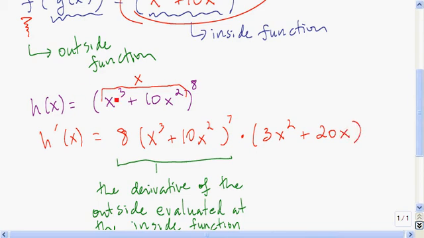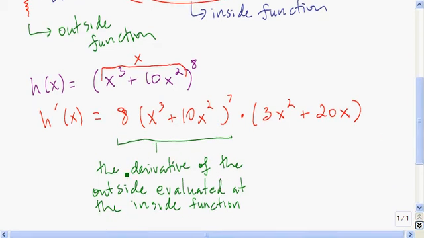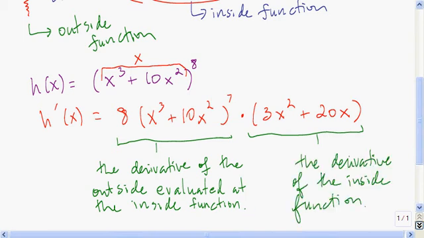Now we have that the derivative of x cubed plus 10x squared raised to the 8th is 8 times x cubed plus 10x squared raised to the 7th, times 3x squared plus 20x. So we have the derivative of the outside function evaluated at the inside function, times the derivative of the inside function. That is how the chain rule works. We're going to do a couple more because it seems a little hard at first, but once you get the hang of the chain rule, it's actually not too bad.